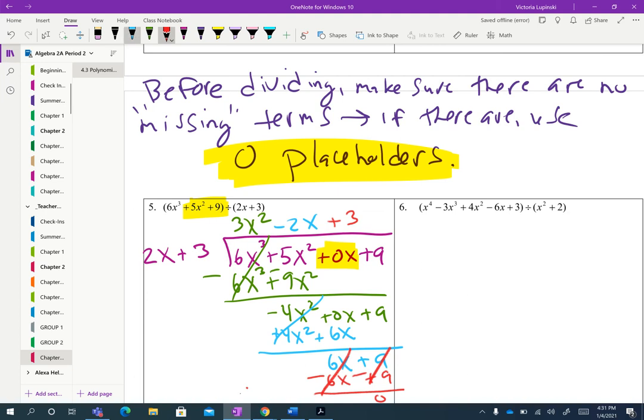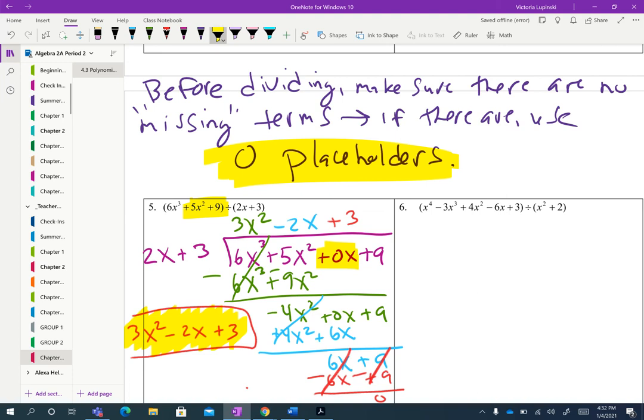So if the question is how many times does this divide, your answer is going to be the quotient, 3x squared minus 2x plus 3. And again, because the remainder is 0, we're just going to go ahead and leave that out.